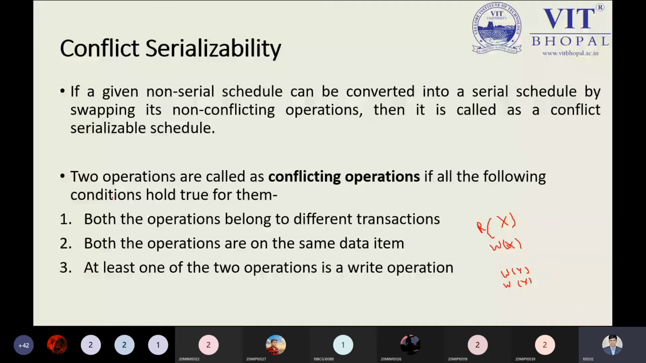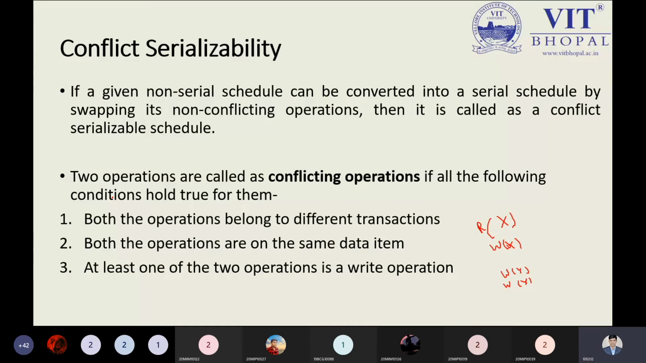So you need to find some non-conflicting operations by which you can do this. Swapping between the transactions' operations is possible, but the outcome should not be changed. If it changes, there is no sense in swapping. This approach is known as the conflict serializable schedule. Before that, let's understand what the conflicting operations are, because we will use only non-conflicting operations and avoid conflicting operations in conflict serializability.